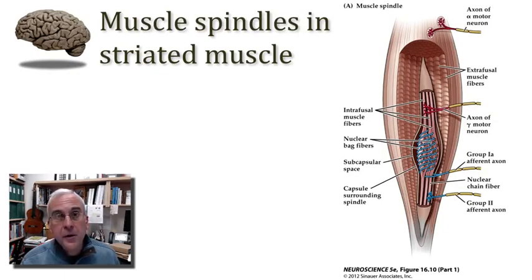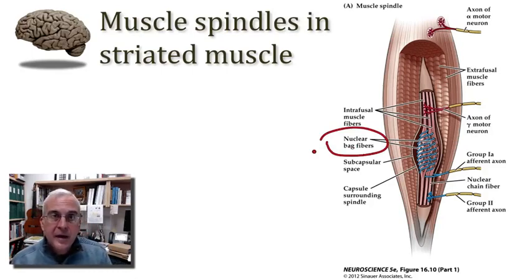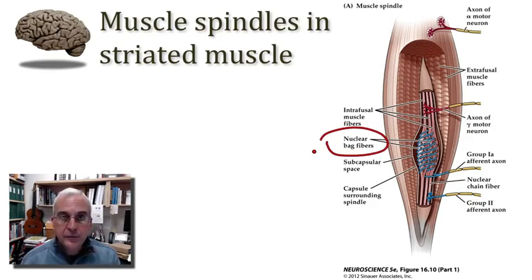Let me back up just a moment and say a little bit more about these intrafusal muscle fibers. They basically come in two varieties. So there are a group of morphologically defined muscle fibers within this spindle that we call nuclear bag fibers. And these fibers tend to have a more bulbous collection of nuclei in their central region within that intrafusal muscle fiber.